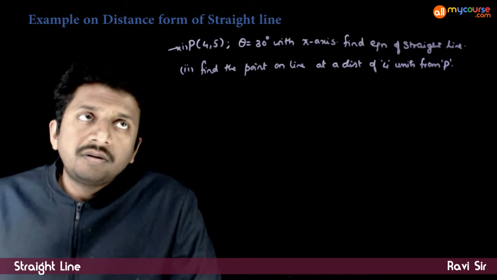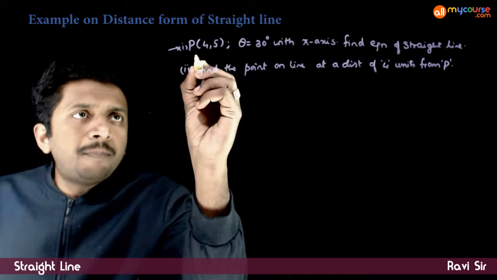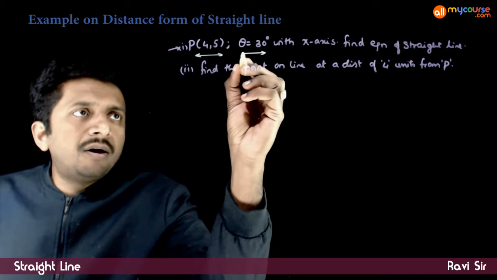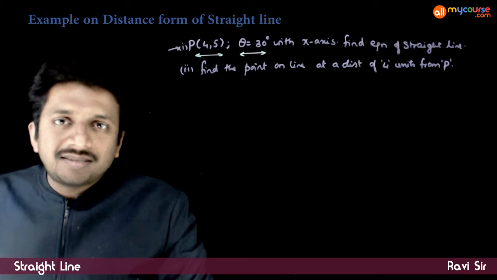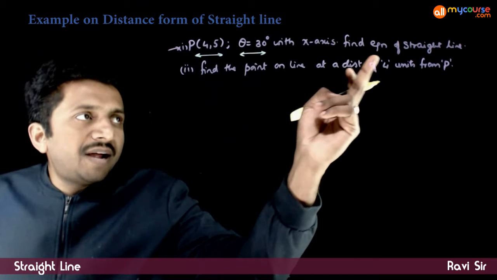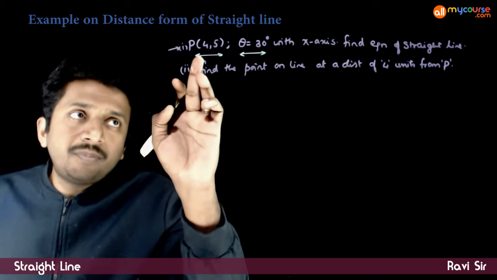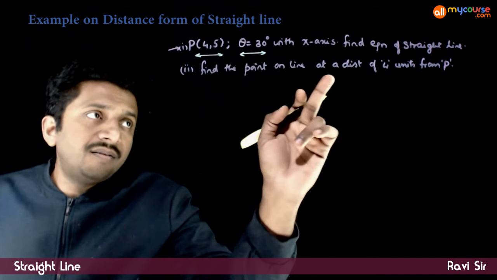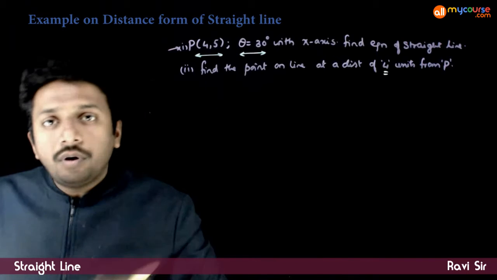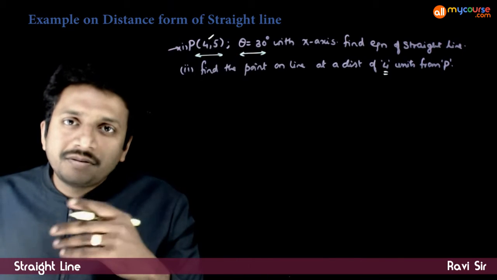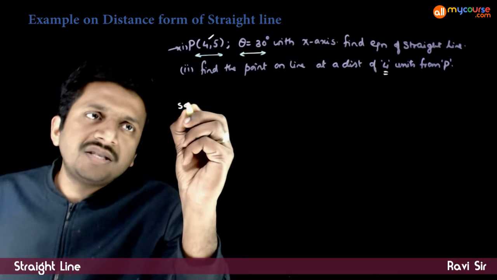In this question, you're given that a line passes through the point (4, 5) and makes an angle of 30 degrees with the x-axis. You're asked to find the equation of the line. And in the second part, you're asked to find the point on this line which is at a distance of 4 units from the point P.